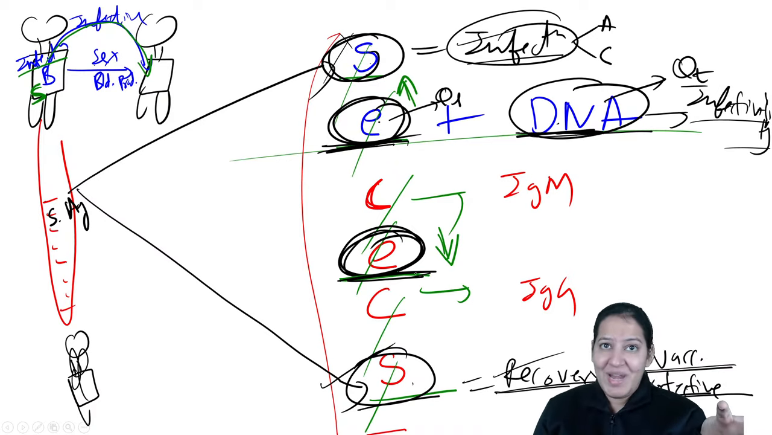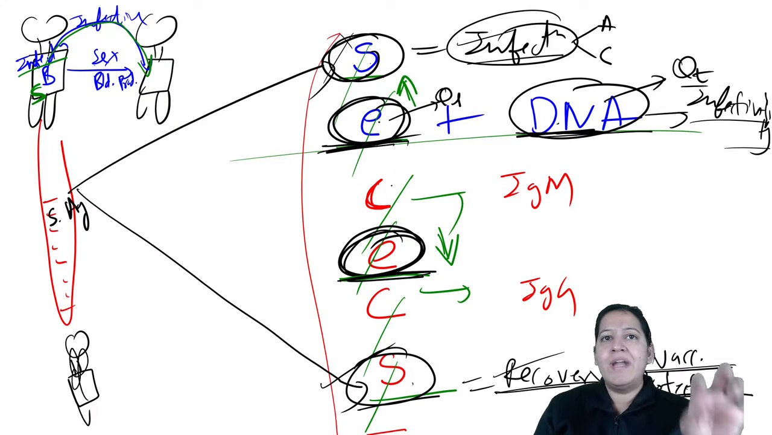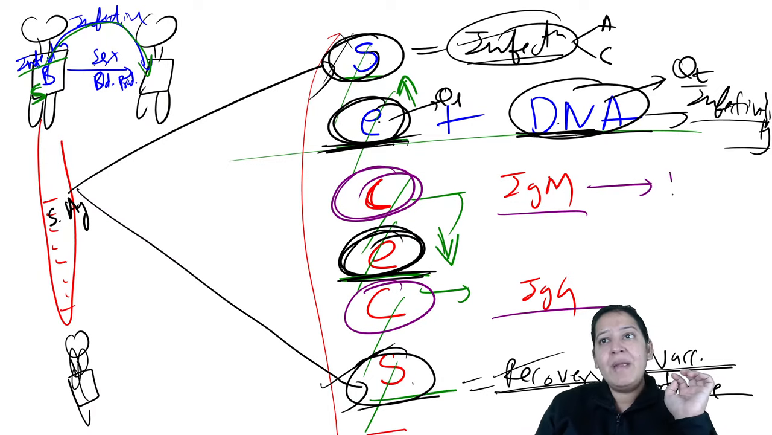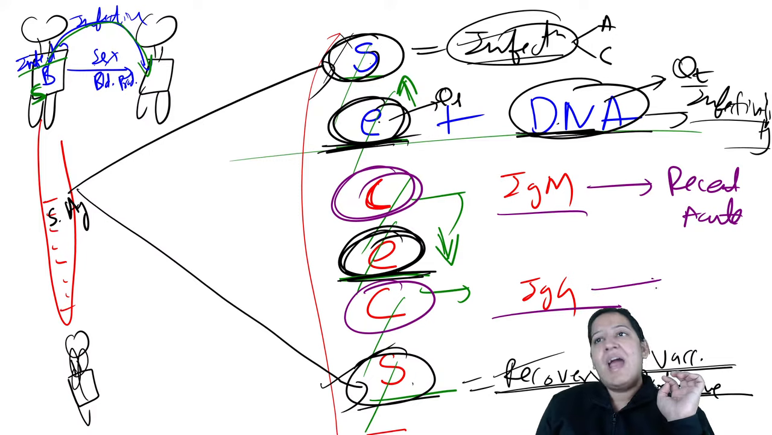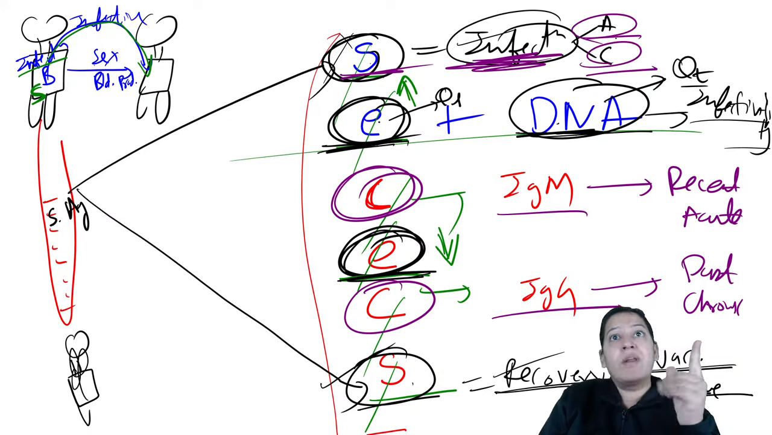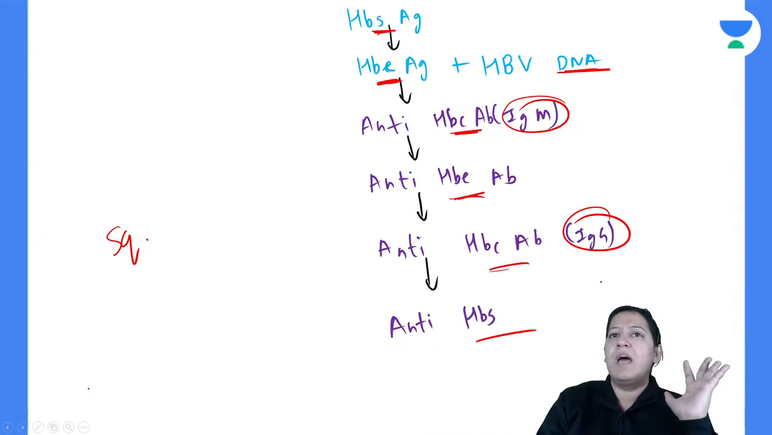Now C has no antigen, only antibody is there. So for C we are having two antibodies. What two antibodies? IgM and IgG. IgM indicates recent infection or acute infection, one and the same thing. And IgG indicates past infection or chronic infection, one and the same thing. S was indicating only infection. S was not telling us whether acute or chronic. To find out whether it is acute or chronic, you have to see the antibody of C. Have you got it?